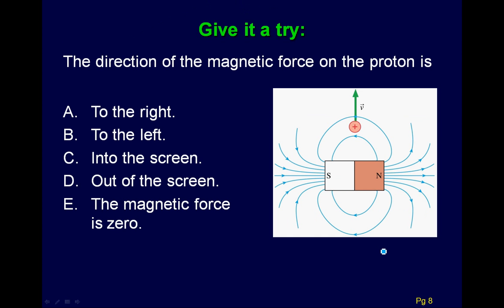Give this a try. Here we have a magnet making a magnetic field, and there's a positive proton moving through that field. Which is the direction of the force on the proton? Hopefully you got out of the screen. At the proton itself, the magnetic field is tangent to the magnetic field line, so we point that way. With my thumb pointing up along the velocity and the B field pointing to the left, my palm is pointing out of the screen. And that's what we get.